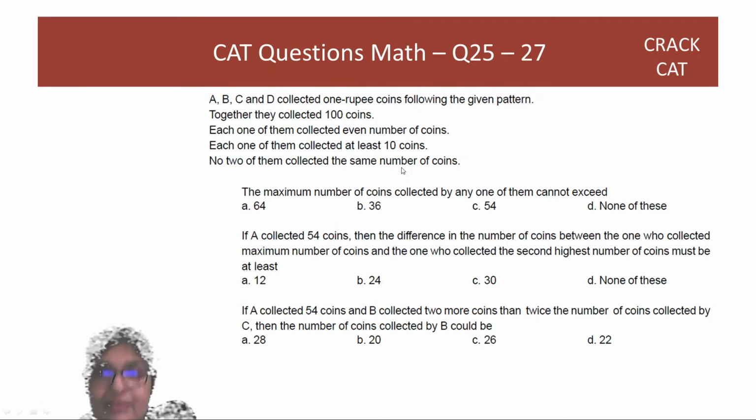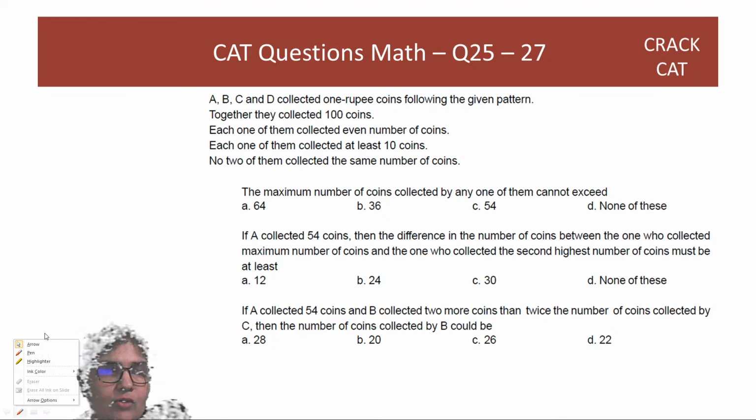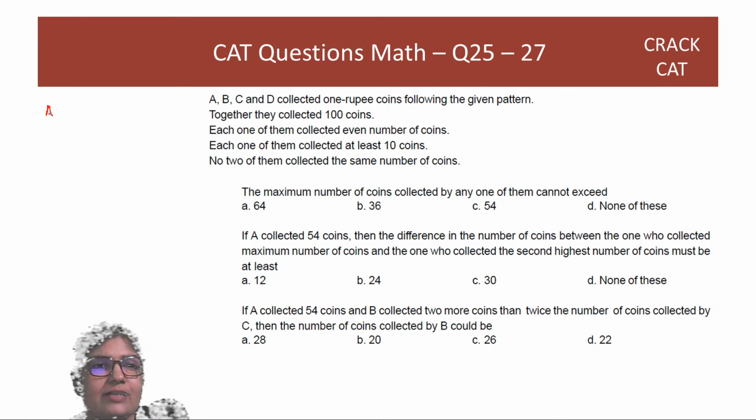Okay, next question. A, B, C, D collected 1 rupee coins following the given pattern. Together they collected 100, so A plus B plus C plus D is 100. Each one of them collected an even number of coins. So each of them collected 2A, 2B, 2C and 2D.